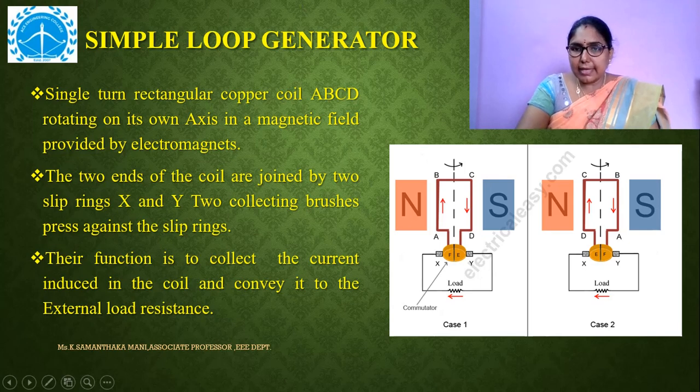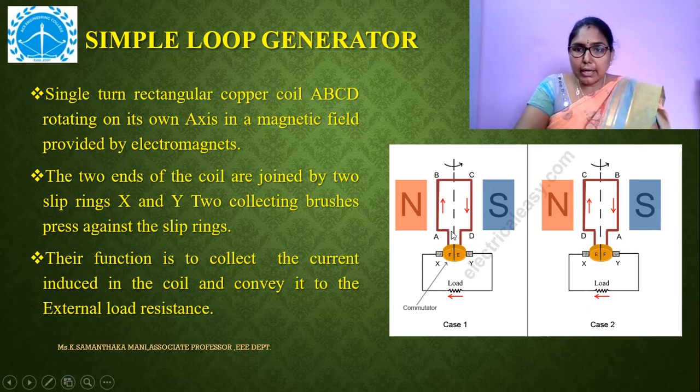Let me first explain this diagram. For understanding purposes I am considering two poles, a pair of poles: north pole and south pole, and here also north pole, south pole. I have mentioned this here as case 1 and here as case 2. Now I am considering one turn, also called a loop. Loop and turn are one and the same. Here I am considering a turn which has two conductors. AB is one conductor and CD is one more conductor.